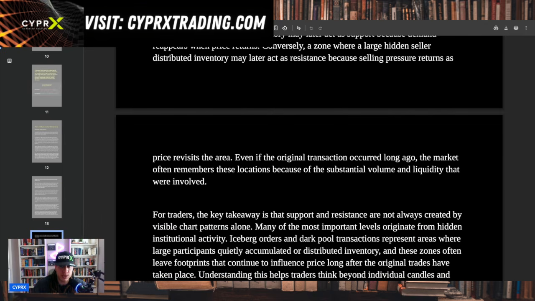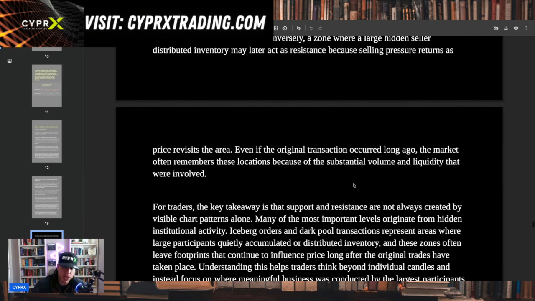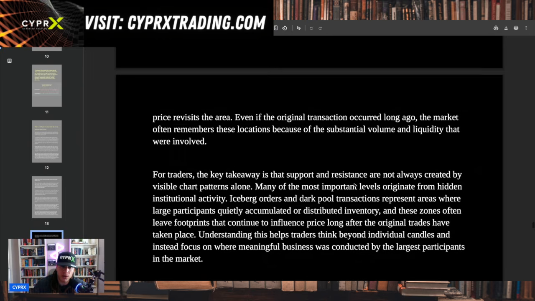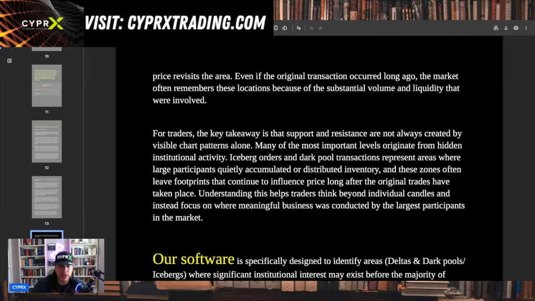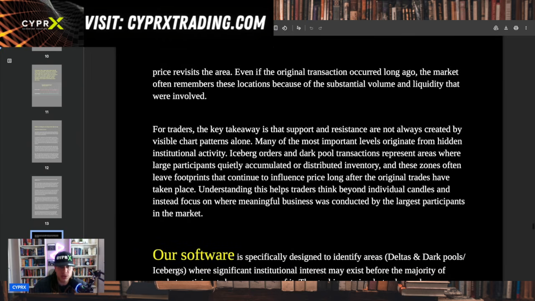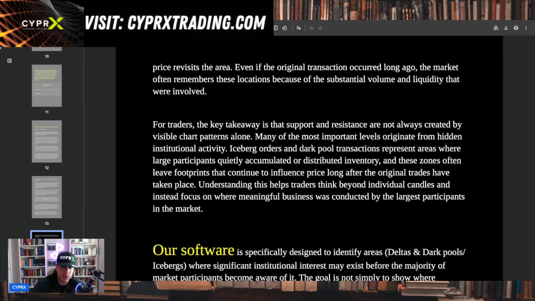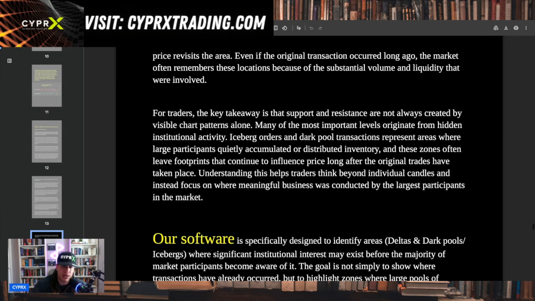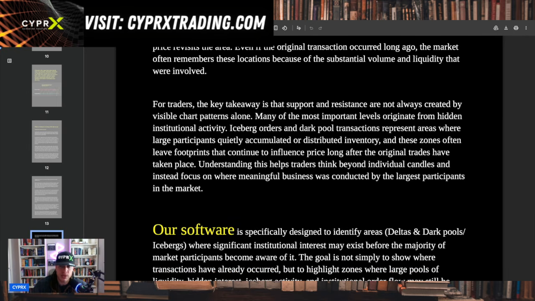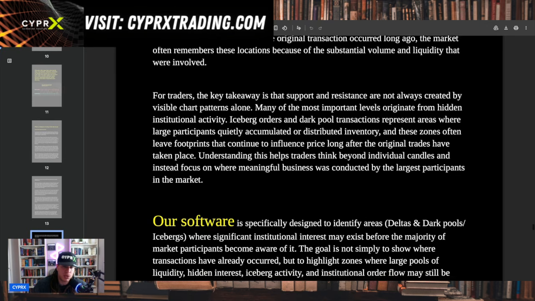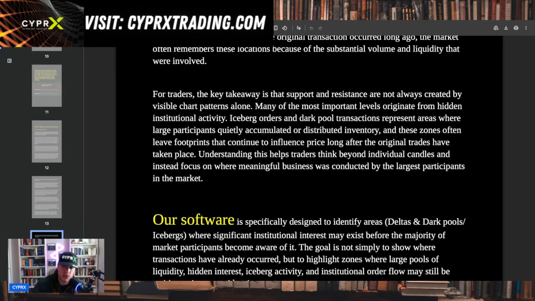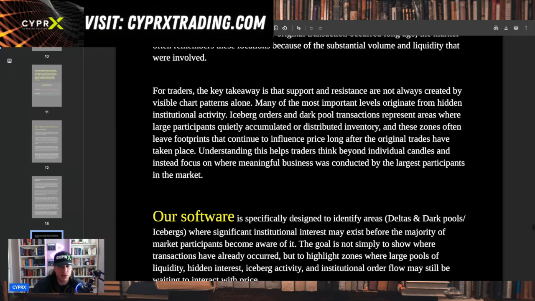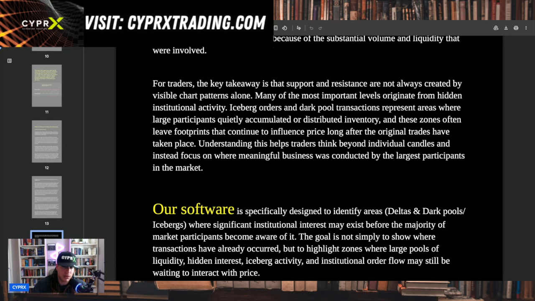Even if the original transaction occurred long ago, the market often remembers these locations because of the substantial volume and liquidity that was involved. For traders, the key takeaway is that support and resistance are not always created by visible chart patterns alone. Many of the most important levels originate from hidden institutional activity. Iceberg orders and dark pool transactions represent areas where large participants quietly accumulated or distributed inventory, and these zones often leave footprints that continue to influence price long after the original trades have taken place.